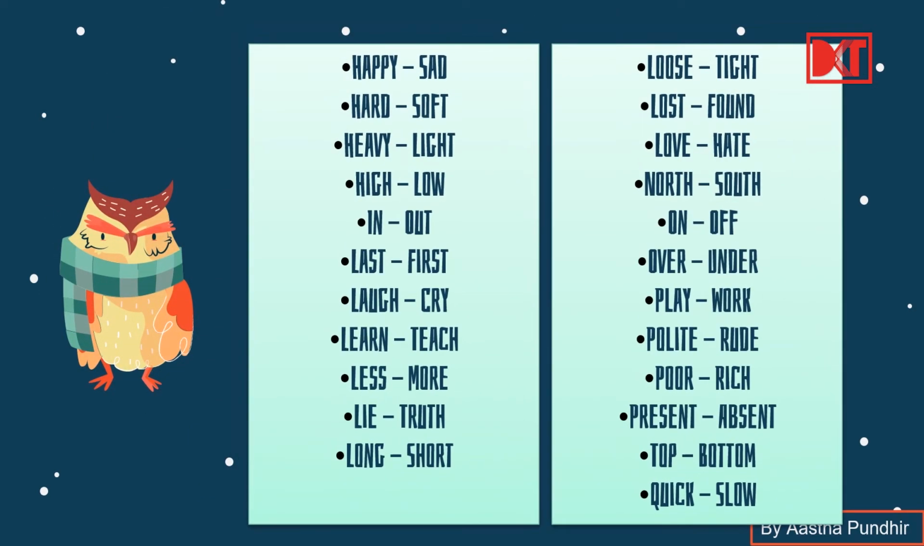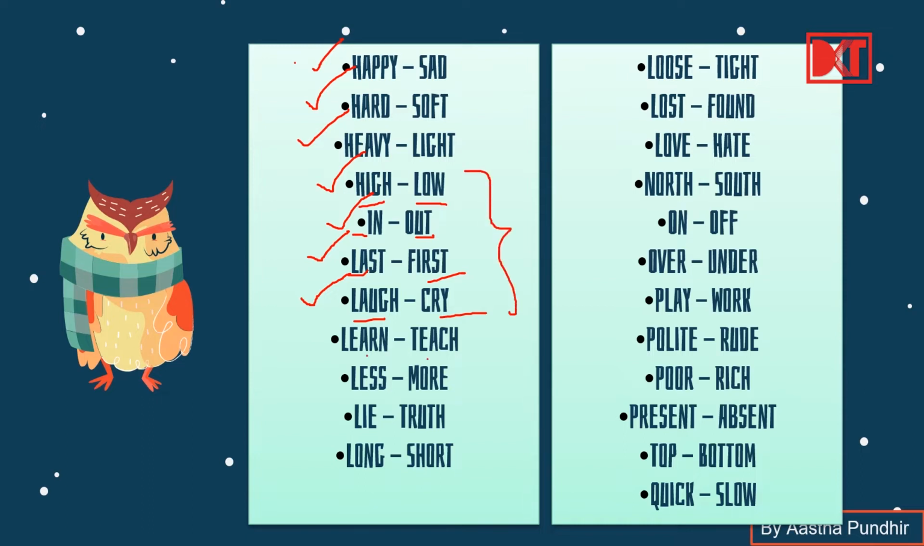Here we have a few more examples for you. Happy and sad, which we did. Hard and soft. Heavy and light. High and low. In and out. Last and first. Laugh and cry. Hasna, rona. Pehla, आखरी. Andar, bahar. Upar, niche. Getting it?